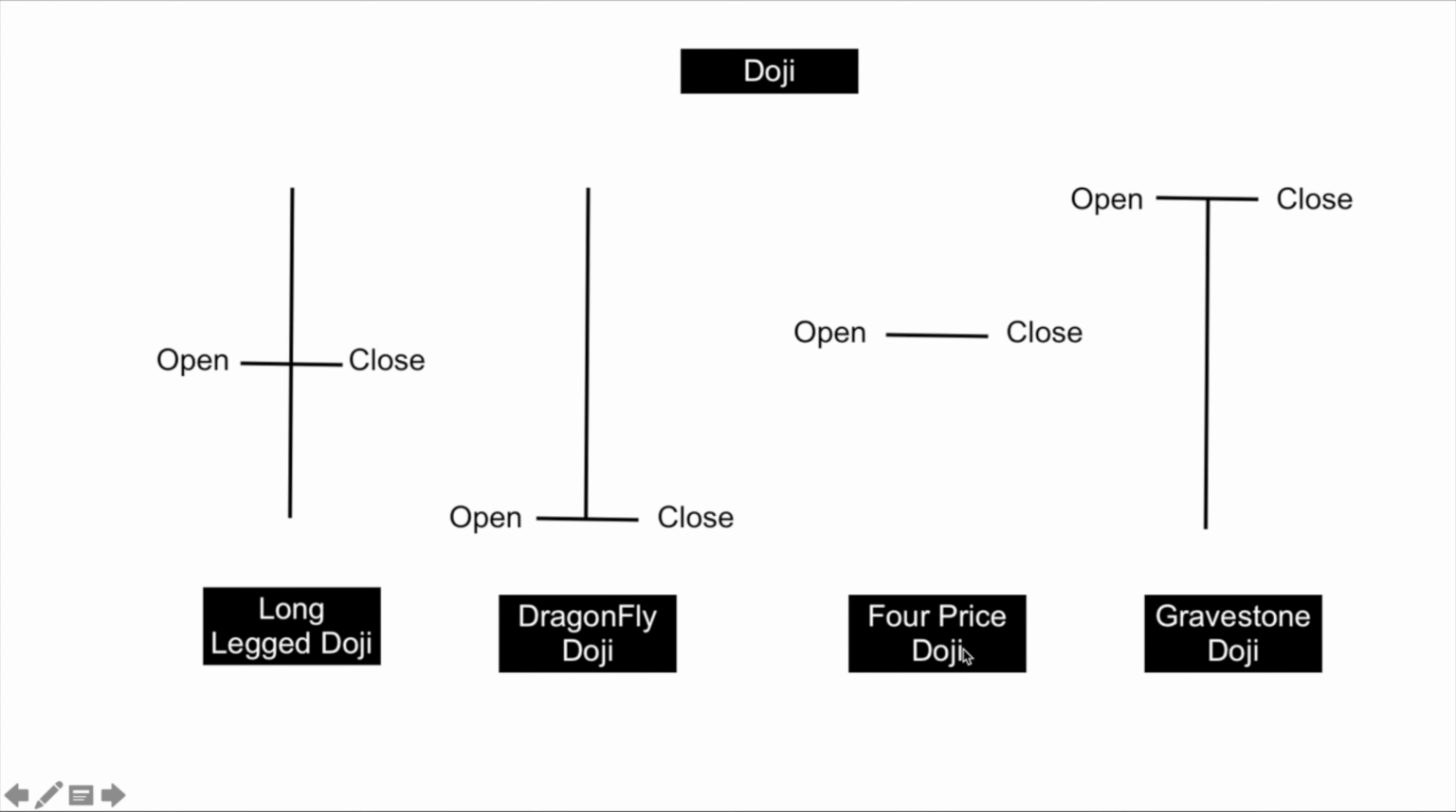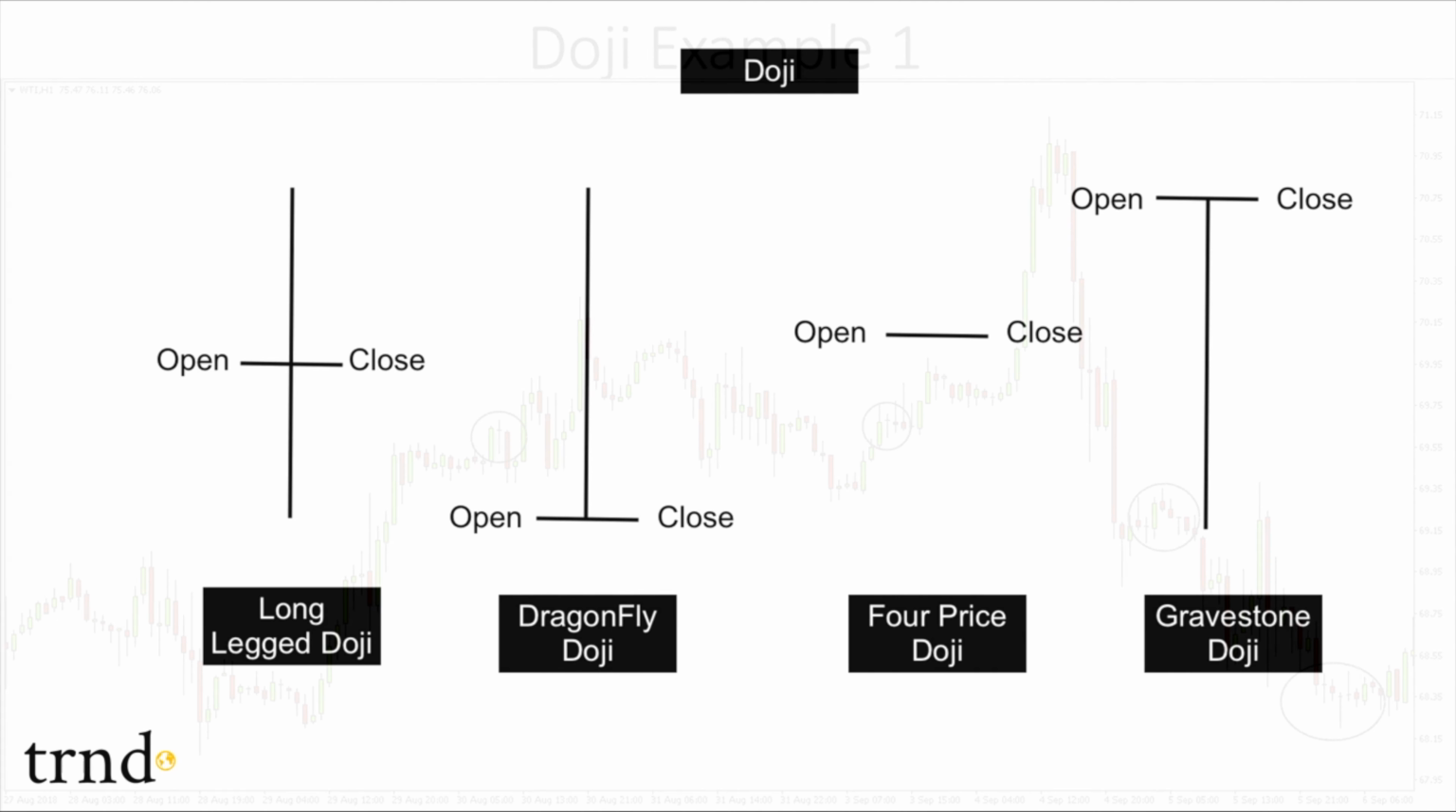A 4-price doji, we can see it's open in the same place and there's not much volume in this market at the moment. And a gravestone doji is just the opposite to the dragonfly, as price opens and closes here. So doji candles look like crosses or just lines basically, where the open and close remains the same.